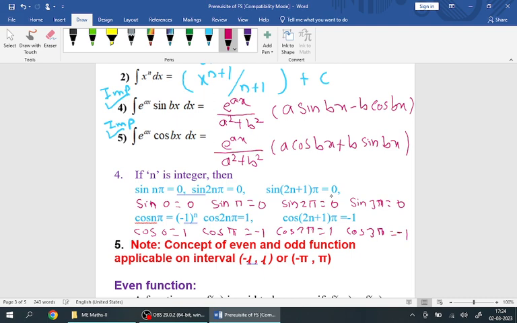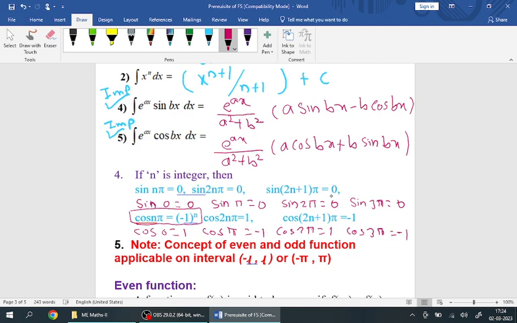Okay, they are minus 1. But whenever the suffix is even, say cos 0, cos 2 pi, cos 4 pi, cos 6 pi, that is plus 1. So in general, cos of n pi is minus 1 raised to n. You will observe when n is even, it becomes plus 1. When n is odd, it becomes minus 1. So cos n pi value, always remember, it is minus 1 raised to n.